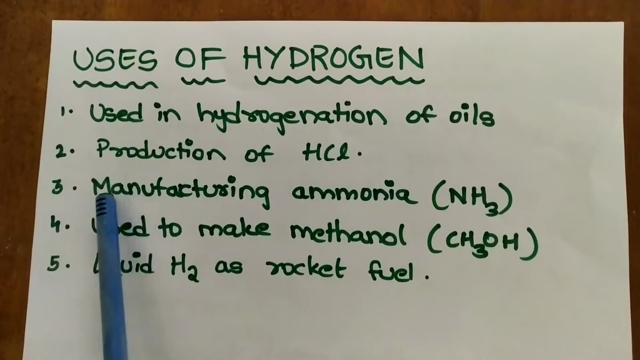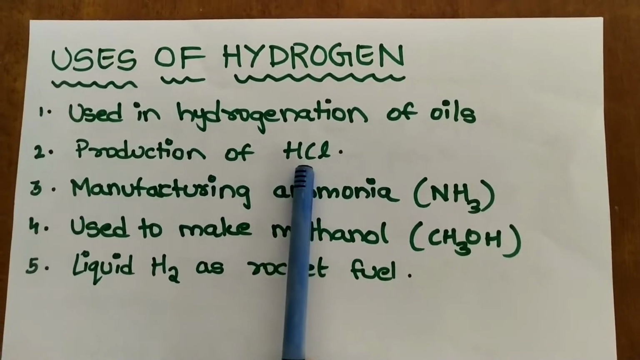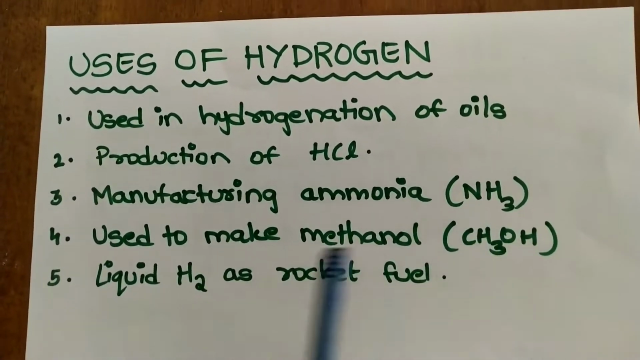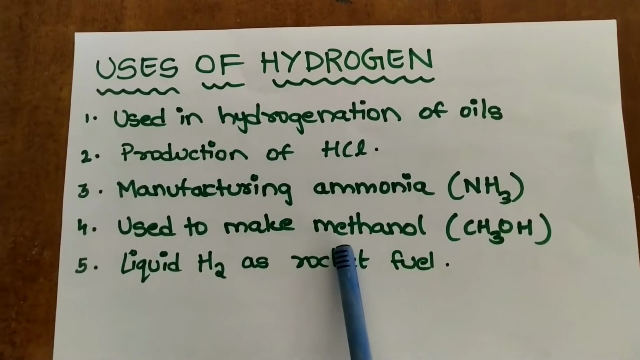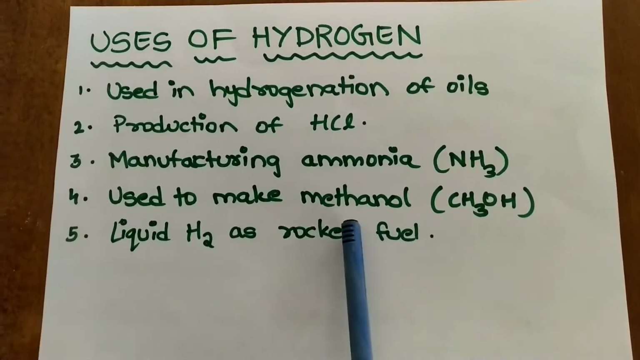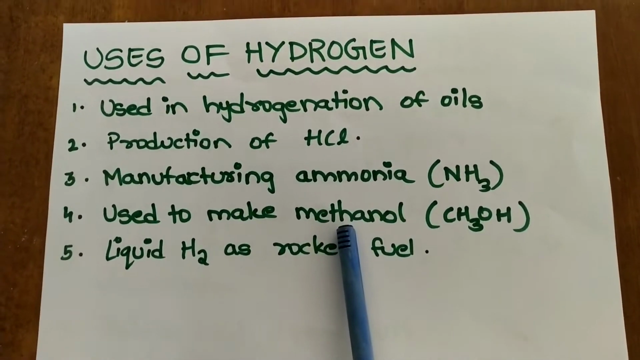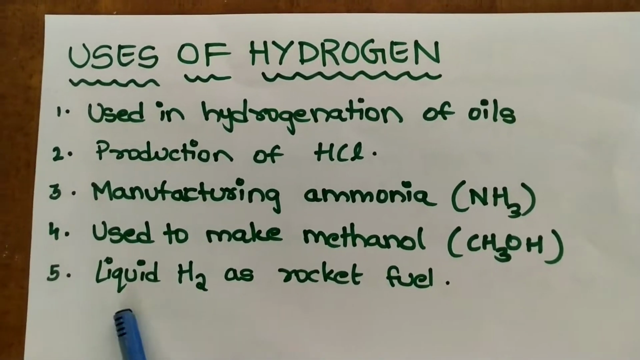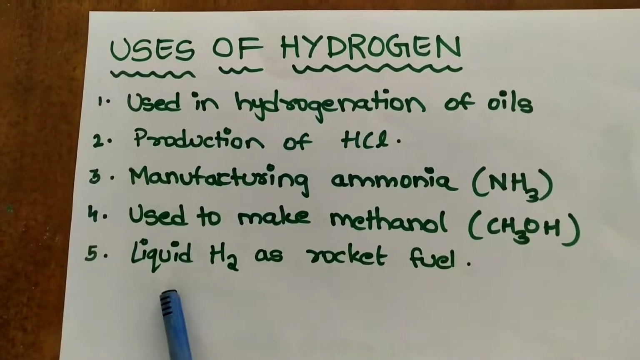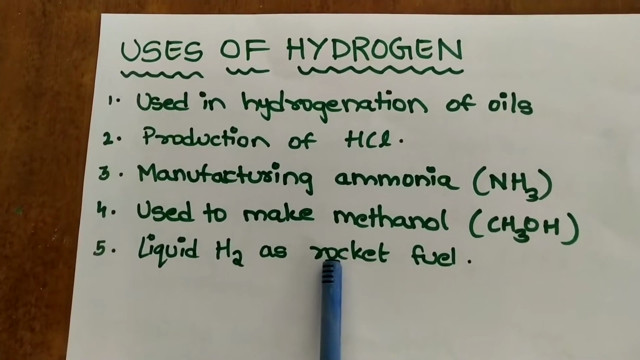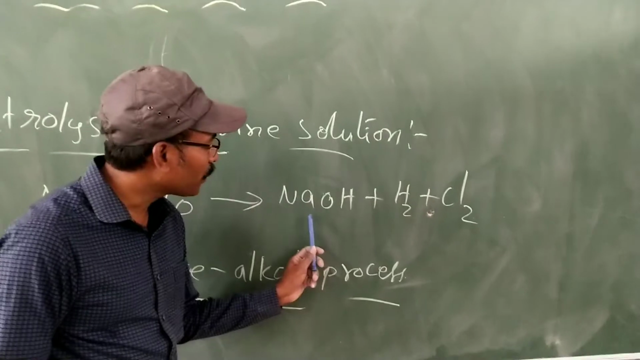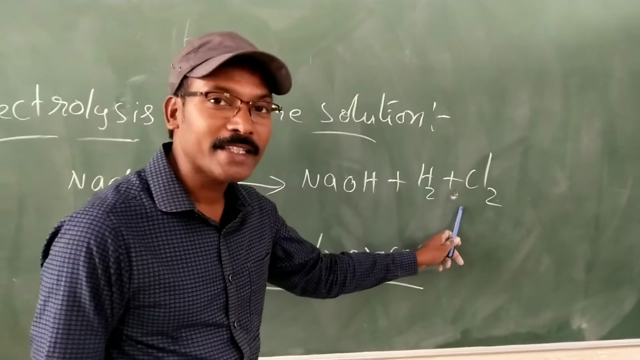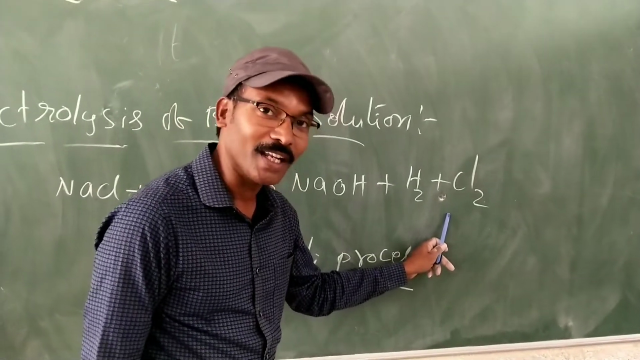Okay, children? The next use is in the production of hydrochloric acid, and it is used in the manufacturing of ammonia in the industries, and it is also used in making methanol. Methanol is one kind of alcohol which is a very important ingredient in the industry, and liquid hydrogen is also used as a rocket fuel. Now, till now you understood the uses of sodium hydroxide and hydrogen. Now let us see the uses of chlorine.